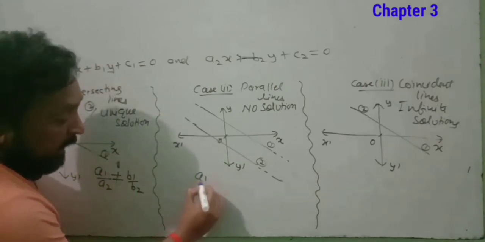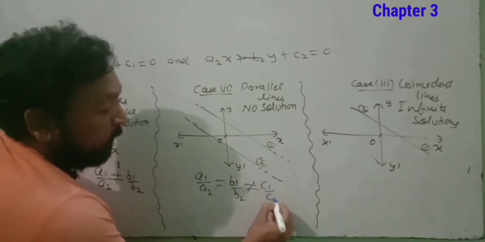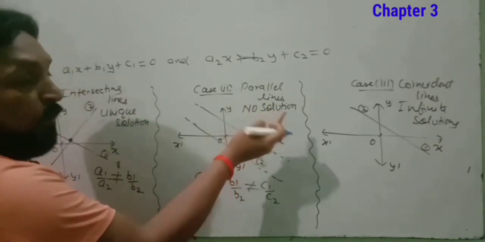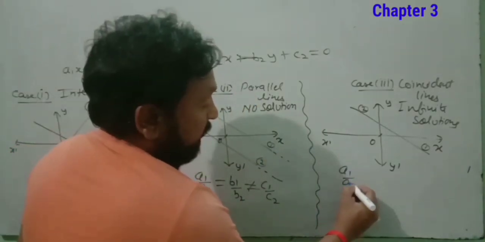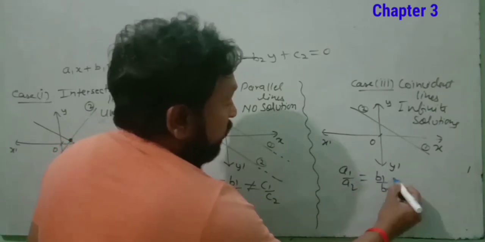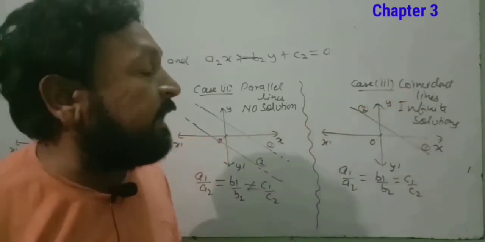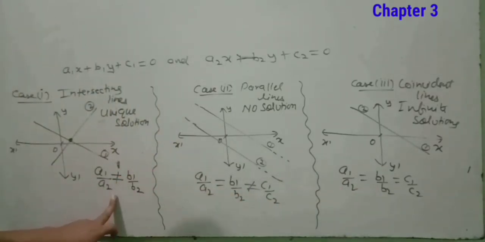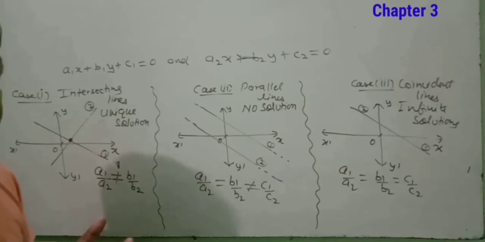And if a1 upon a2 equals b1 upon b2 but does not equal c1 upon c2, it means it has no solution, or we can say it is the case of parallel lines. Third case, if a1 upon a2 is equal to b1 upon b2 and is equal to c1 upon c2, it means these lines are coincident lines and have an infinite number of solutions. So in this way, we find the solution with the help of the algebraical method. Understood? One thing more, I will talk about consistent pair and inconsistent pair.